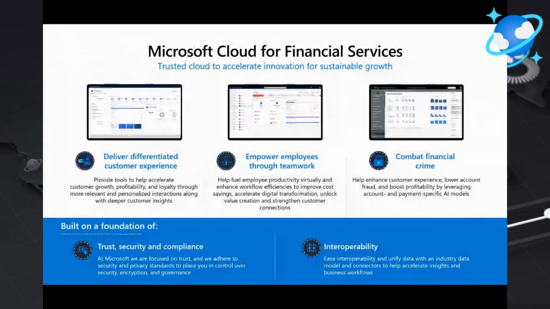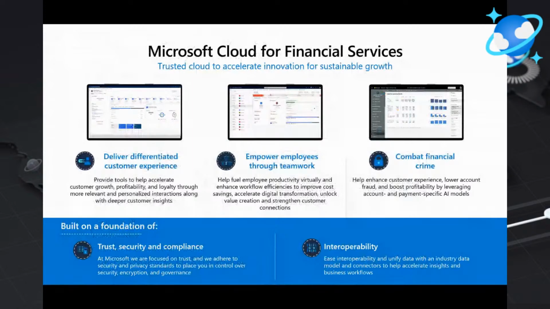Okay. So what is Microsoft doing in the field of preventing financial crime? Over a year ago, Microsoft introduced something called Microsoft Cloud for Financial Services. It's not a new cloud like the government cloud. It's not different. It's still the public cloud, but it has a set of services that make operations within financial services easier. There are three large components to it.